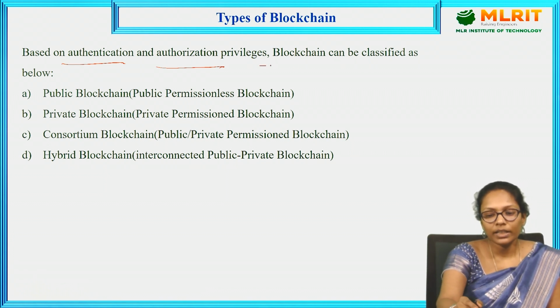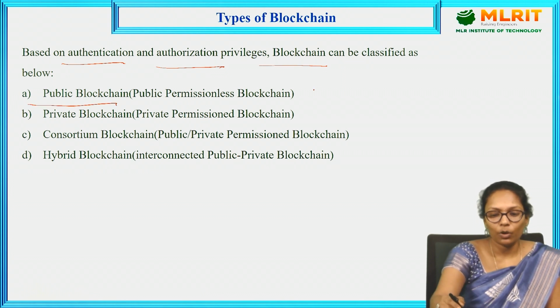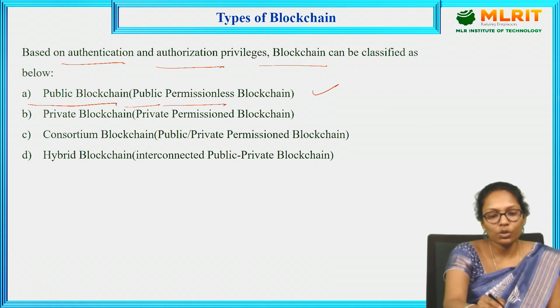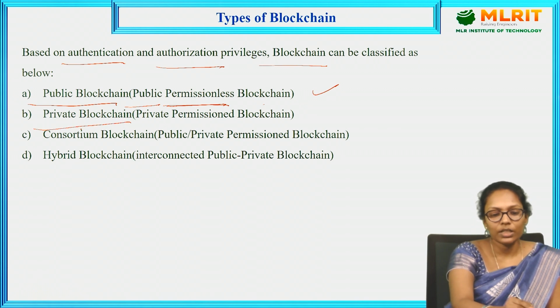we are dividing the blockchain into four types. The first one is the public blockchain, also called the public permissionless blockchain. Public in the sense that there is no need to take anyone's permission, right? It is also called permissionless blockchain. And the private blockchain is also called the private permissioned blockchain.